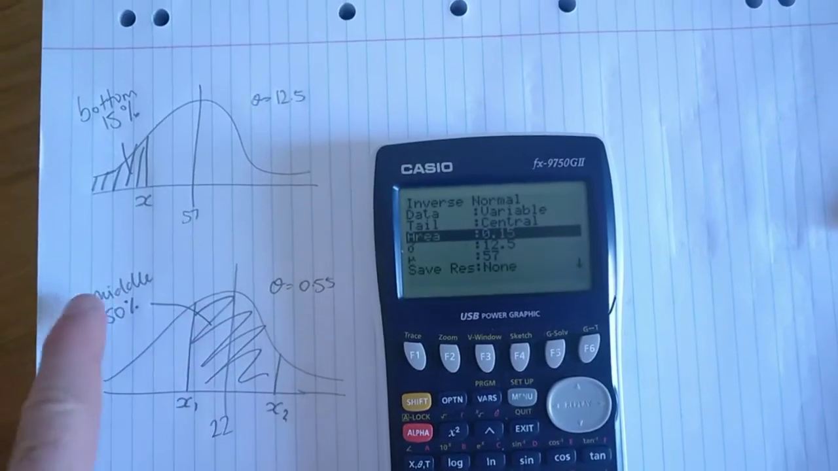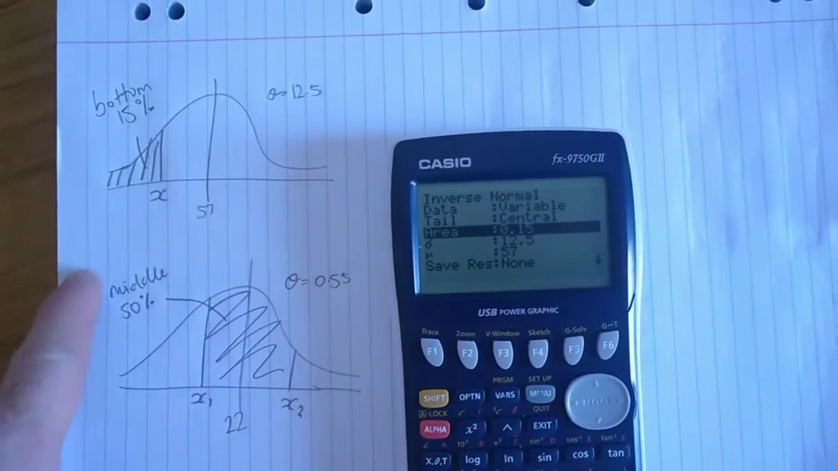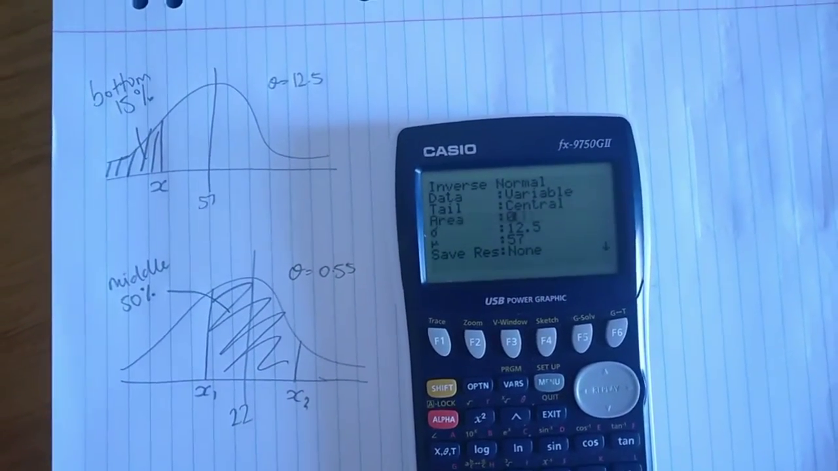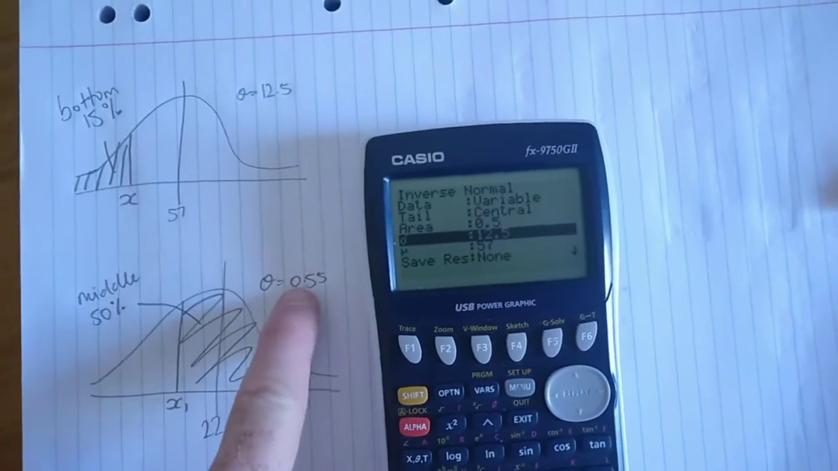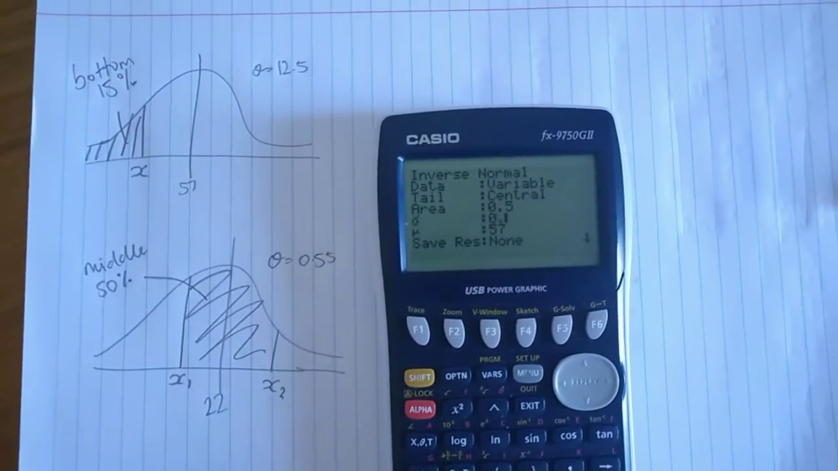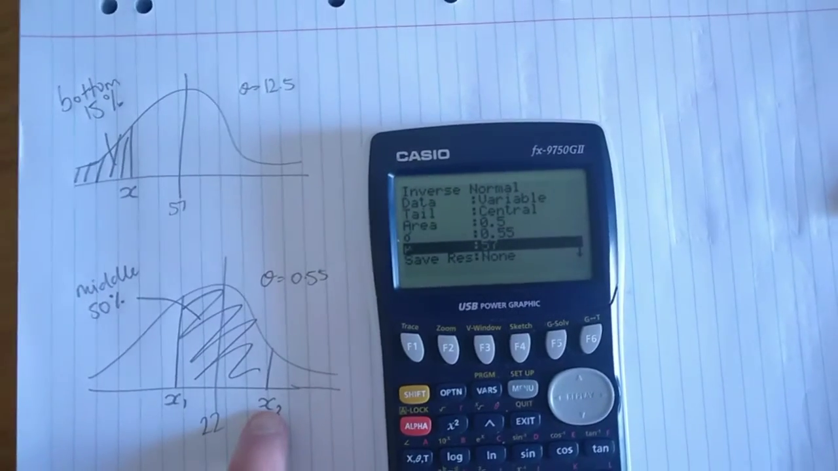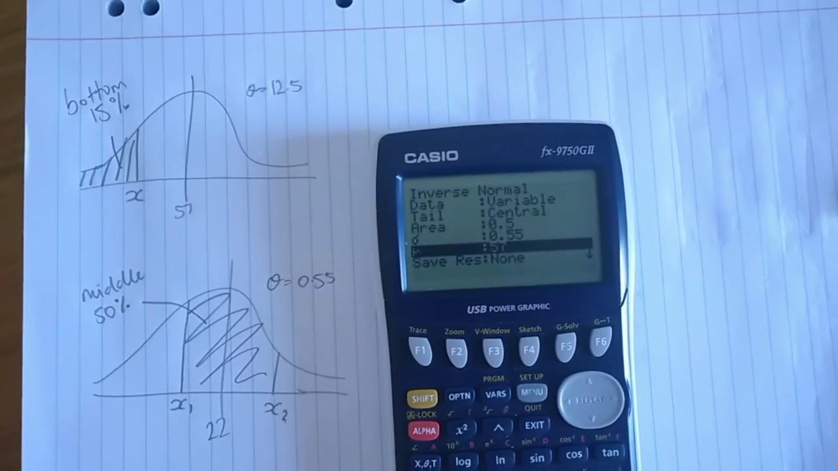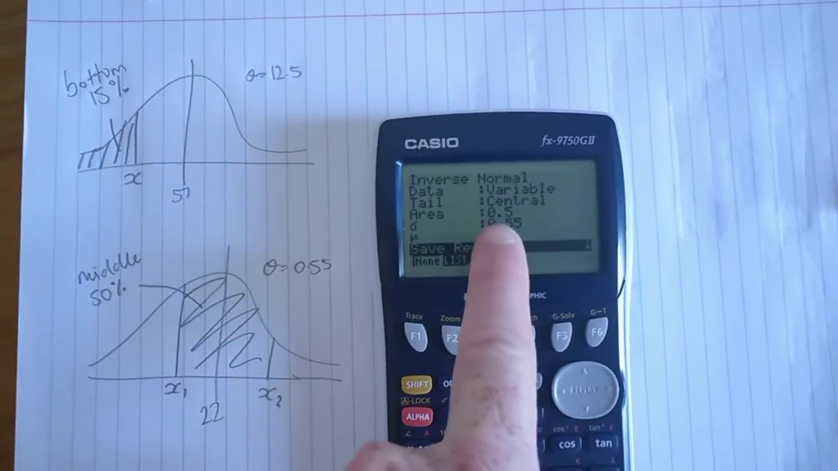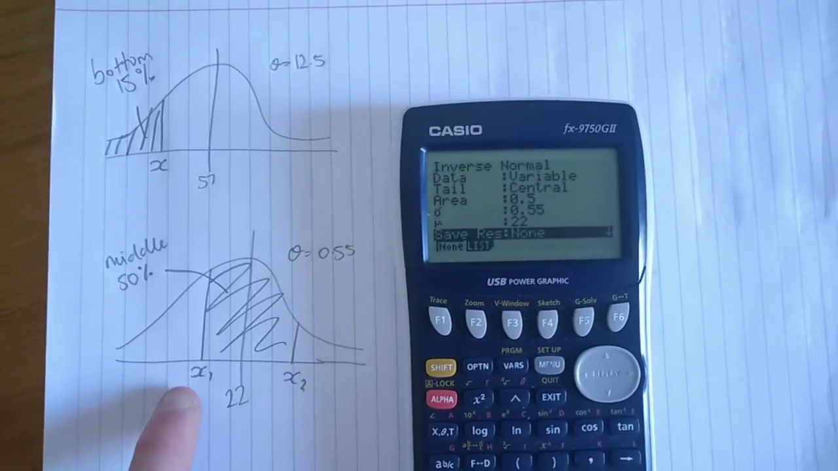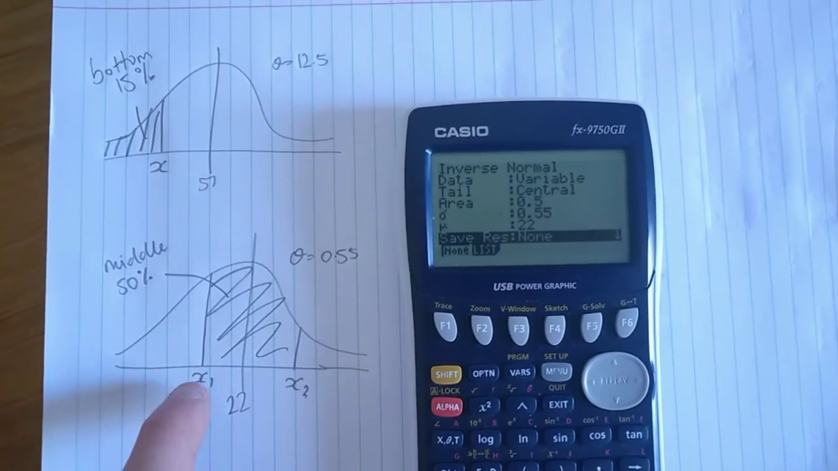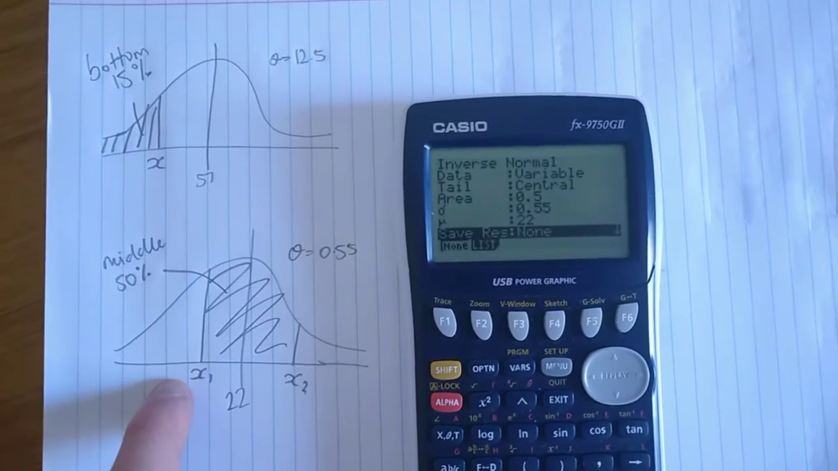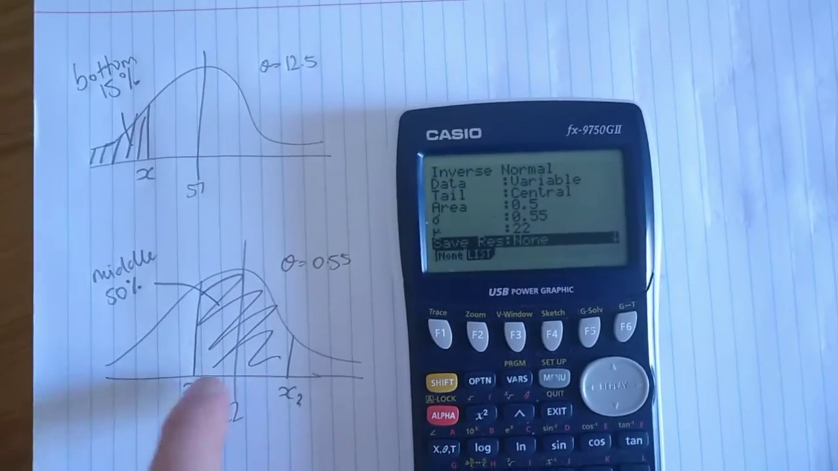The area of this, we've been told it relates to the middle 50% of the data. So that's going to be 0.5. Our standard deviation, 0.55. And our mean, 22. Because it's a central calculation, that is you telling the graphics calculator that you're going to be wanting the left x value and the right x value.